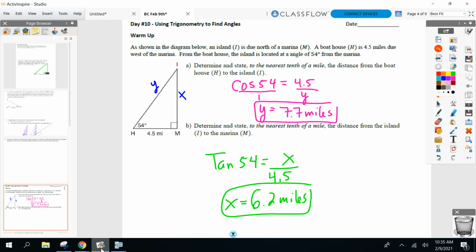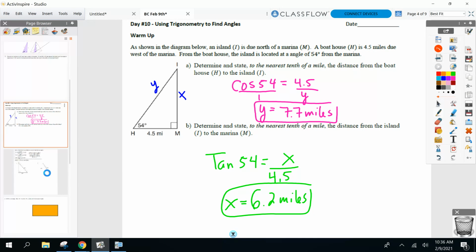According to the paper, every single problem you've done for me, haven't you guys just found a side? It's always find a side, find a side, find a side. Maybe add or subtract something onto it at the end, but it's always find a side. Can we use sine, cosine, and tangent to find an angle? Yes, and that's today. How do I find an angle using sine, cosine, and tangent?